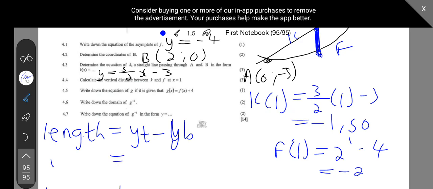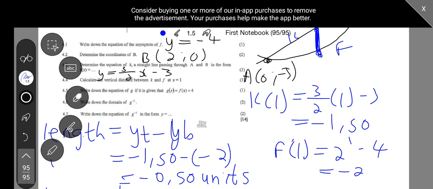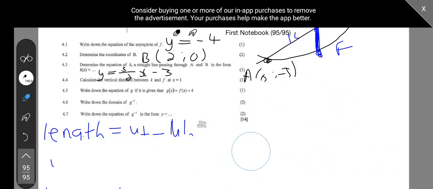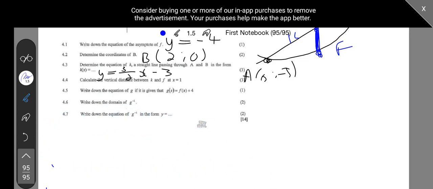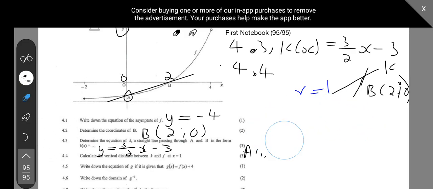What is y top? The value of y on the top on k is minus 1,50, minus the value of y on the bottom, that is minus 2. And if we say minus 1,5 minus minus 2, we get 0,50. Because it's length, we're going to say units. Make sure you plug in units as long as it's a length. So make sure you understand this. For a vertical length, you will always say the value of y on the top minus the value of y on the bottom. But if they wanted a horizontal line, you're going to say x right minus x left. I hope that is clear to everyone.